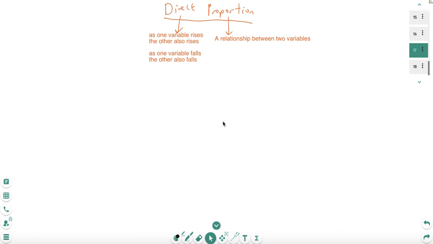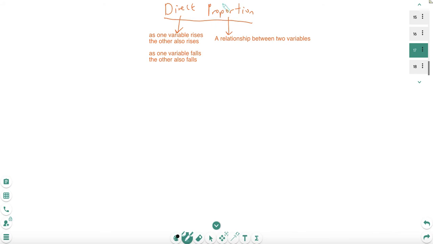Once you've got the framework down, you can pretty much apply it to every single one of these questions and it's going to be easy marks, okay? So I highly encourage you to get this topic down because it's going to score you a lot of points, okay? So let's get into the definition of direct proportion.